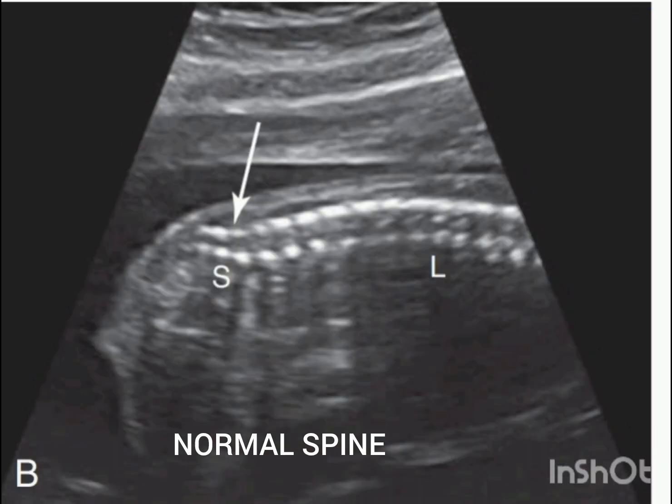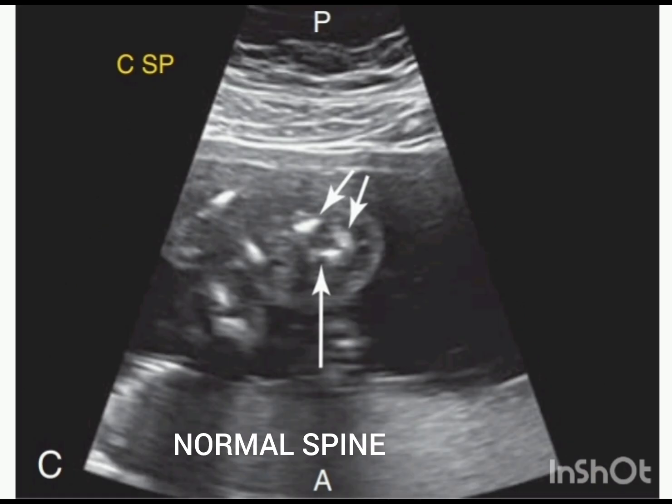Now this is another image of the normal spine. You can see that there is no defect in the spine, and also no mass-like thing is projecting out from the spine. Now this is the axial image at the level of the cervical spine, and you can see the three ossification centers at this level. The posterior elements converge posteriorly, pointing towards each other, indicated by the short arrow, and the vertebral body is in the midline anteriorly, which is indicated by the long arrow.